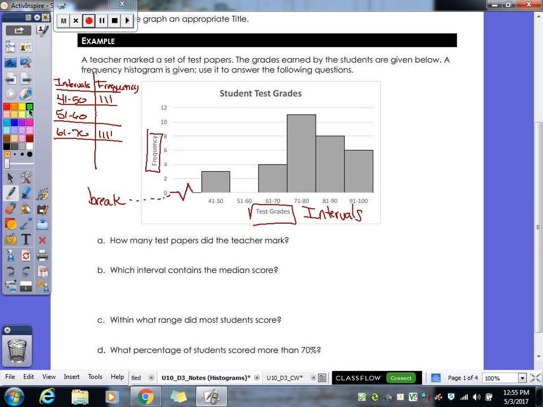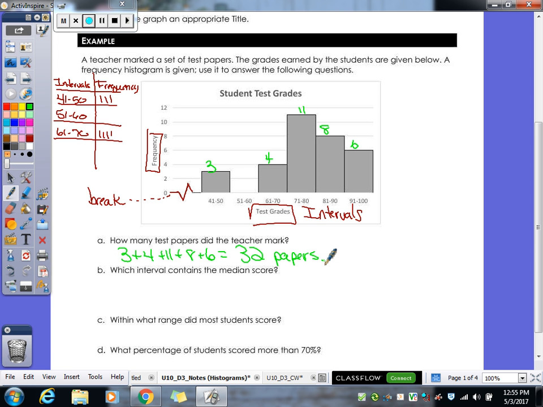You have to show work on all questions. So you have to tell me, okay, there was 3 here. There was 4 here, 11, 8, and 6. And then down here you have to show me how you got that. 3 plus 4 plus 11 plus 8 plus 6. Go ahead, add that up and tell me how many test papers. What is it? 32. So you 32 what? You always have to label it. 32 papers or 32 kids who took the test that she graded.